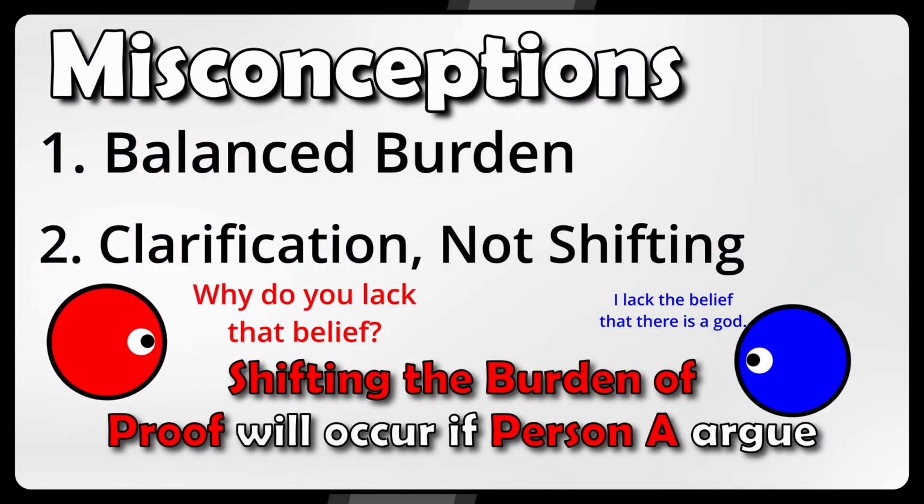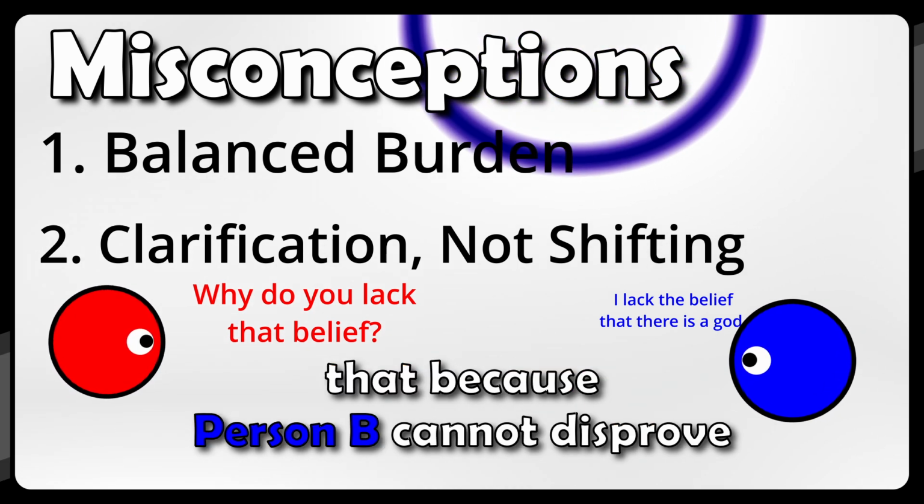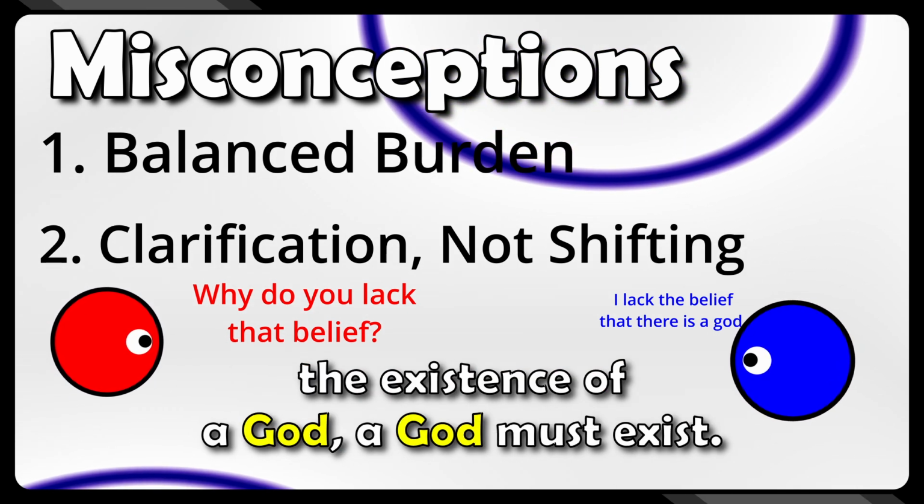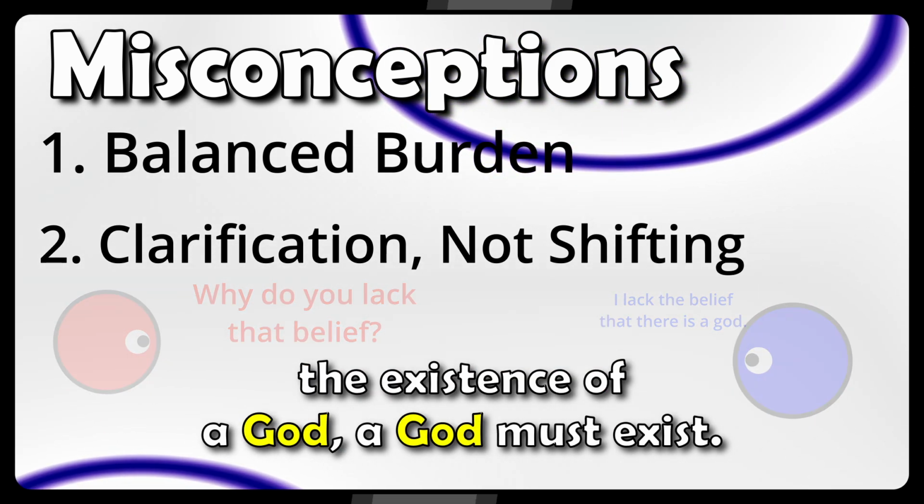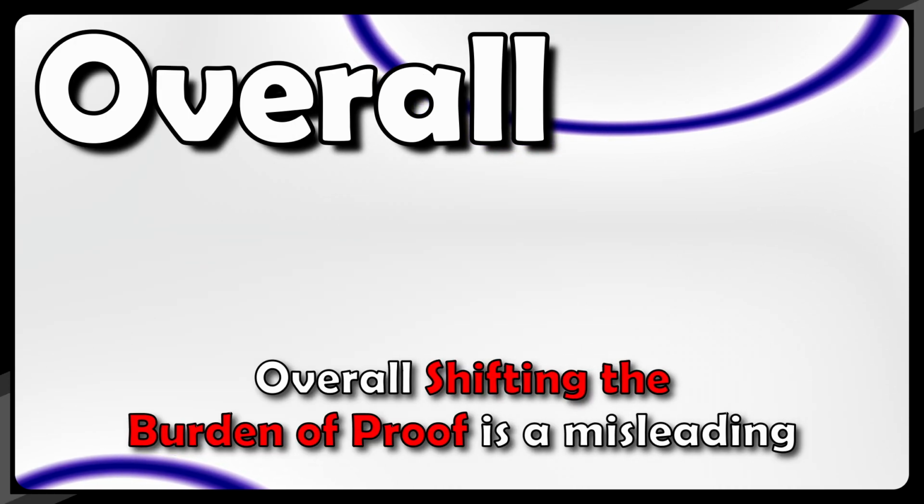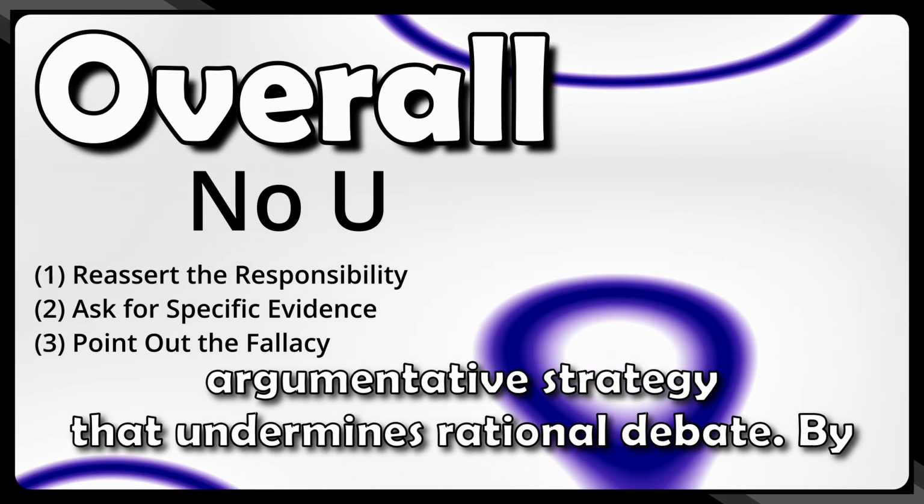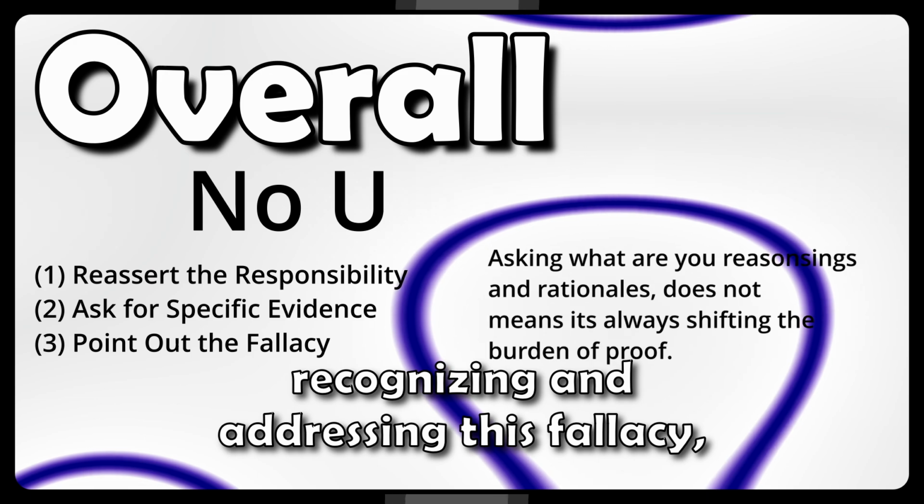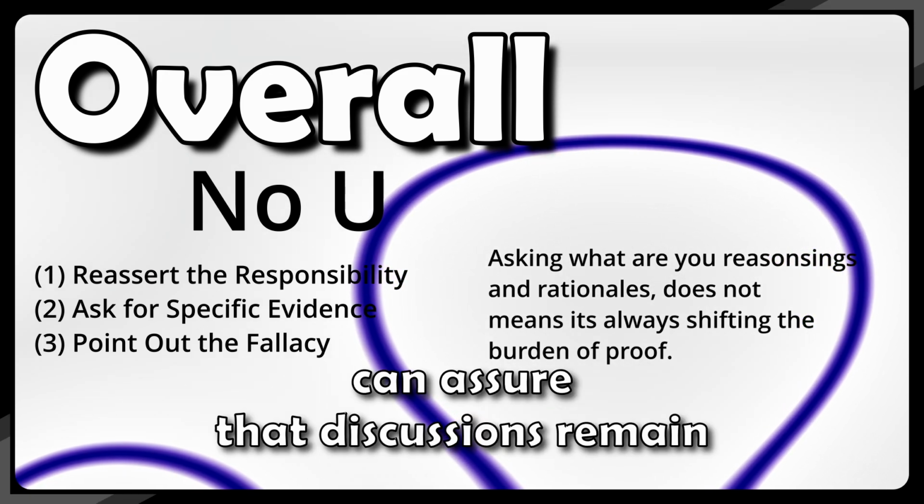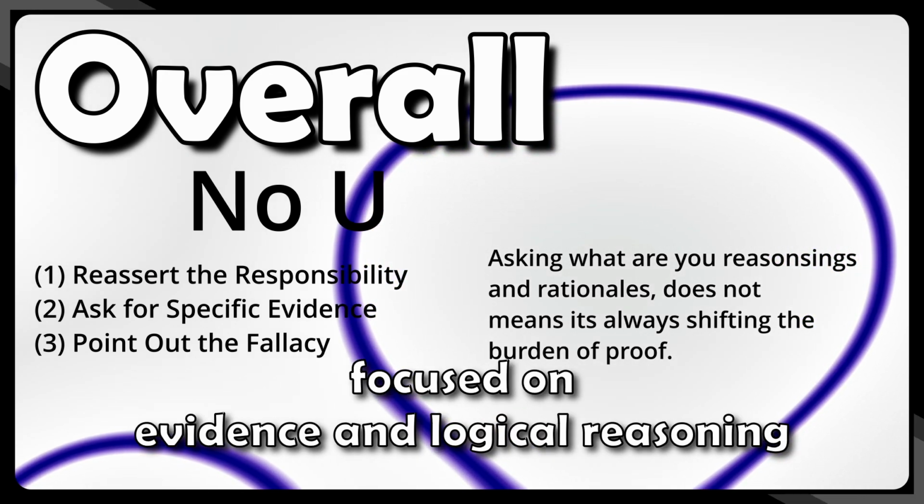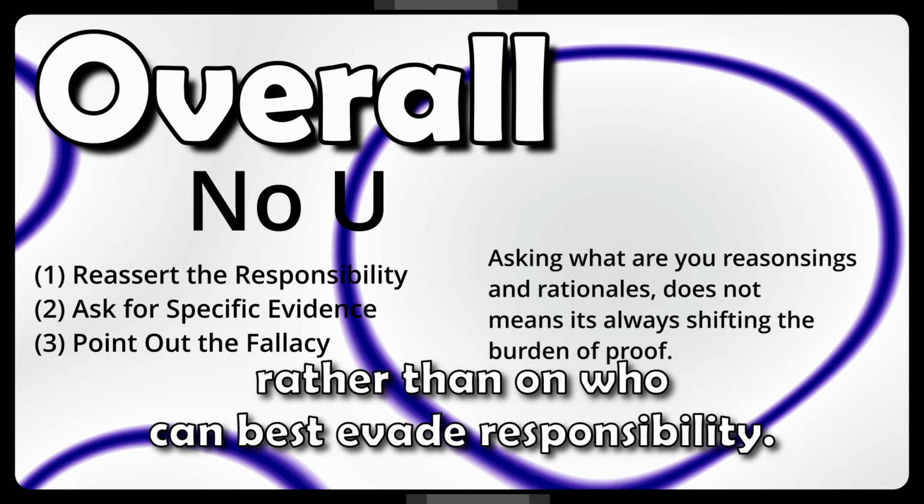Shifting the burden of proof would occur if person A argued that because person B cannot disprove the existence of a God, a God must exist. Overall, shifting the burden of proof is a misleading argumentative strategy that undermines rational debate. By recognizing and addressing this fallacy, we can assure that discussions remain focused on evidence and logical reasoning rather than on who can best evade responsibility.